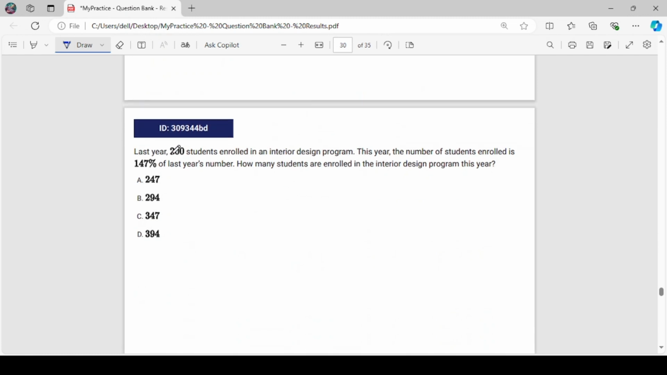Next question. Last year 200 students enrolled in an interior design program. This year the number of students enrolled is 147% of last year's number. How many students are enrolled in the interior design program this year? The number of students is now 147%, which means it has increased by 47%. So we simply multiply 200 by 1.47. Let me put this in the calculator: 200 times 1.47 gives us 294. And 294 is our answer here.